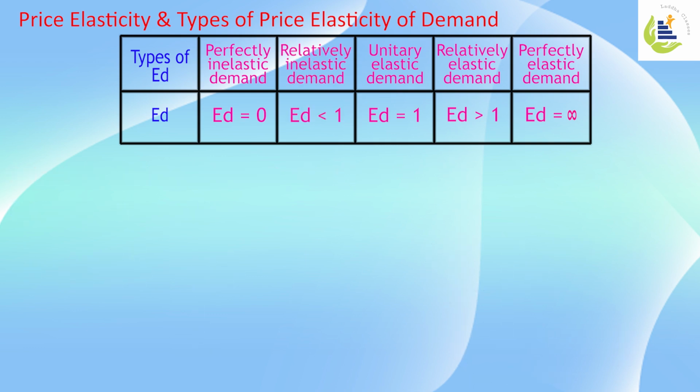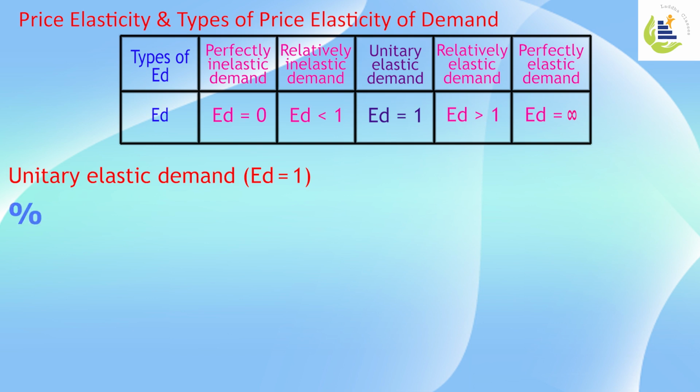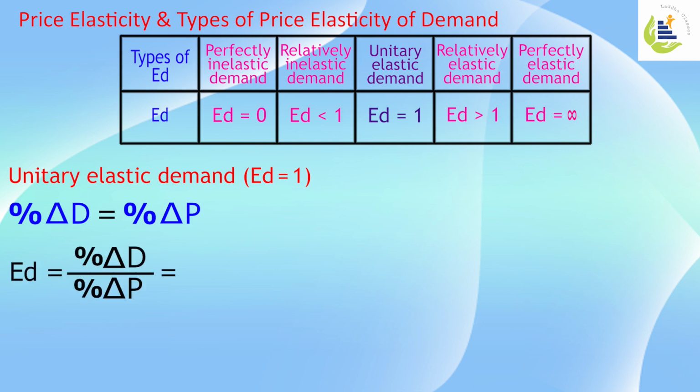For commodities which have unitary elastic demand, what happens? What is unitary elastic demand? That price elasticity of demand is 1, which mathematically means percentage change in demand is the same as percentage change in price. Let's say if demand increases by 50%, price decreases by 50%, then the ratio turns out to be 1. This is a unitary elastic situation.